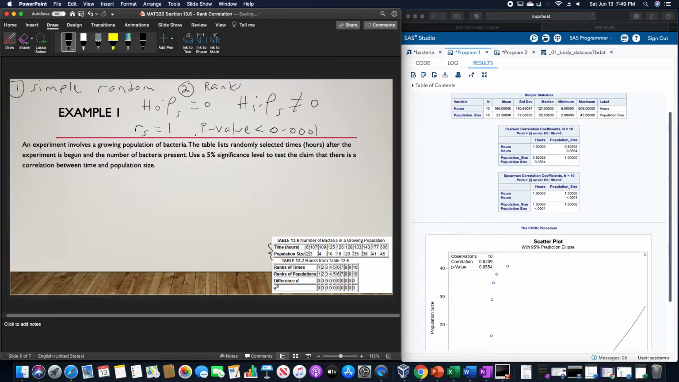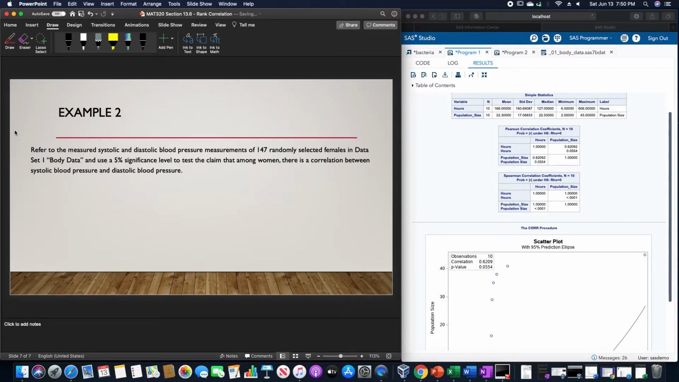So just to write this conclusion out in English, at the 5% level of significance, we have sufficient evidence to claim that there is a correlation between time and bacteria population size, according to our test here, of course.